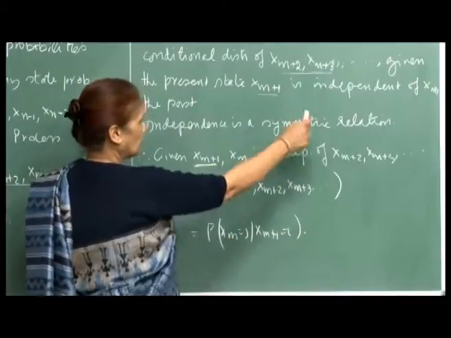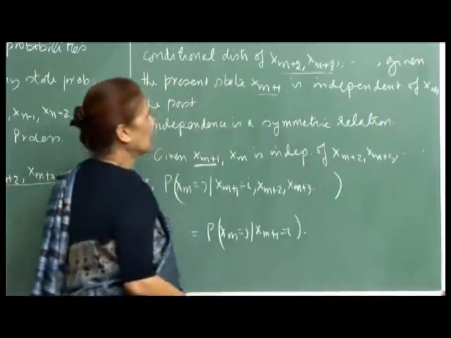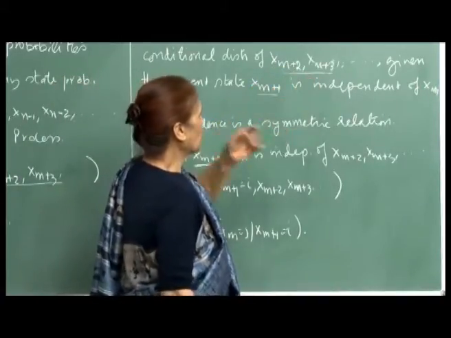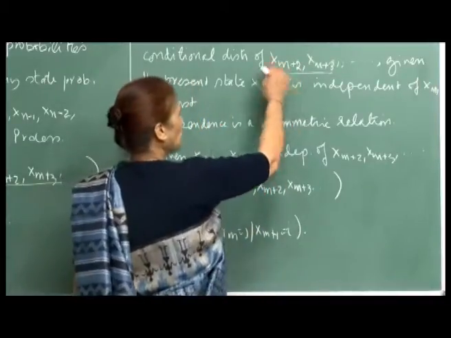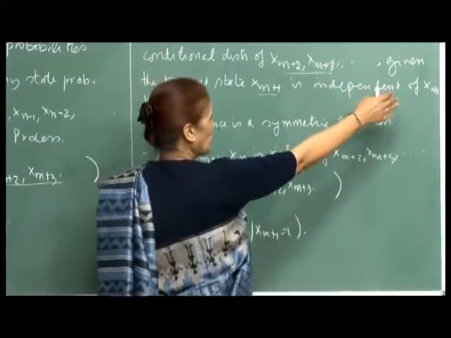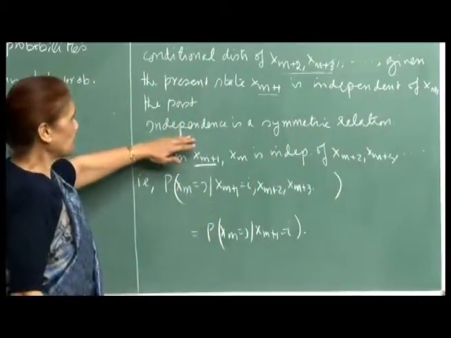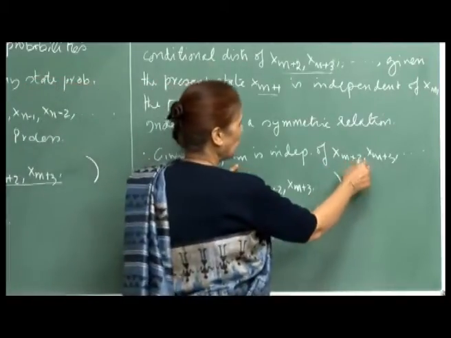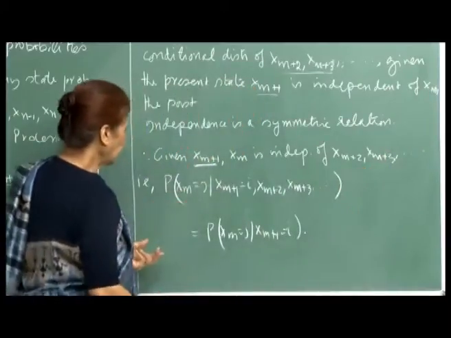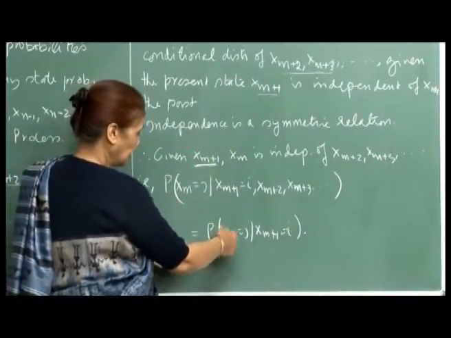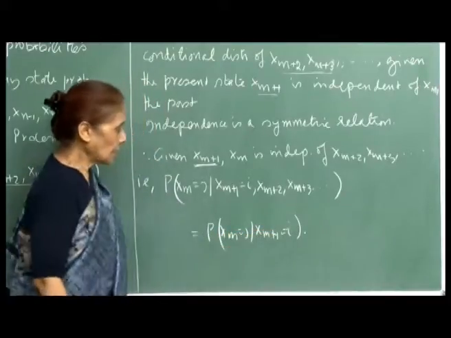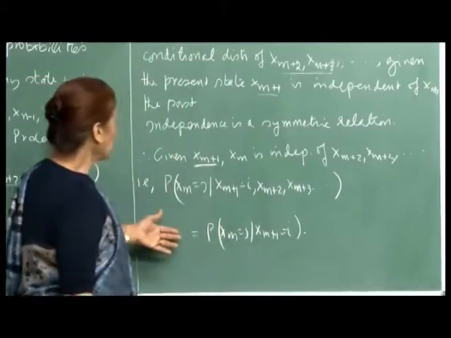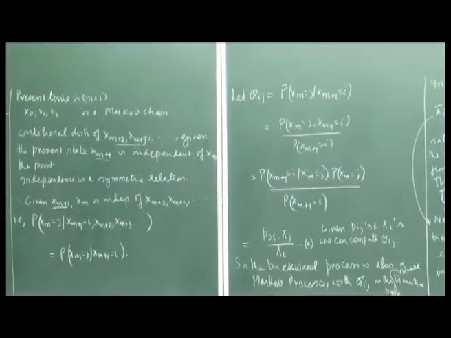We just now said that given x m plus 1, x m is independent of x m plus 2, x m plus 3 and so on. This is what we want to say, because x m plus 2 is independent of x m given x m plus 1. So, therefore, the reverse holds, because this is a symmetric relationship. So, I can say that given x m plus 1, x m is independent of x m plus 2, x m plus 3 and so on, and therefore, this probability can be written as probability x m equal to j and x m plus 1 equal to i. And so, we immediately conclude that the backward process is also a Markov process.